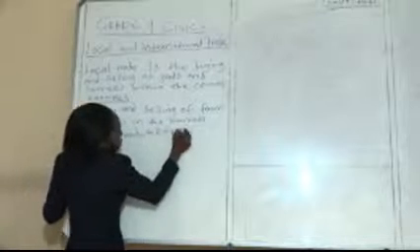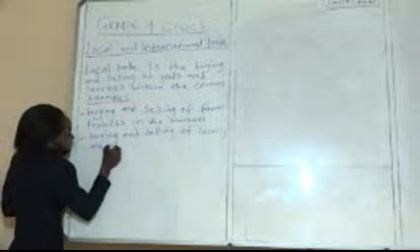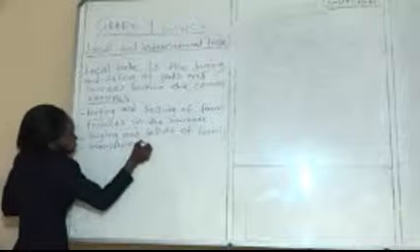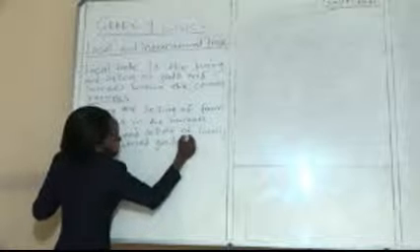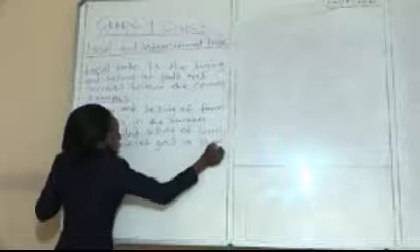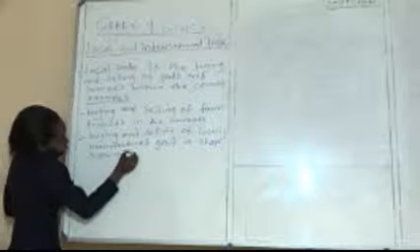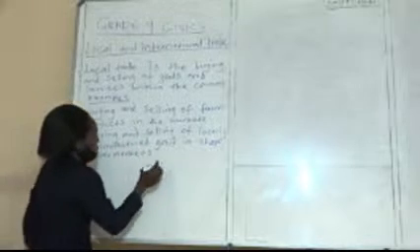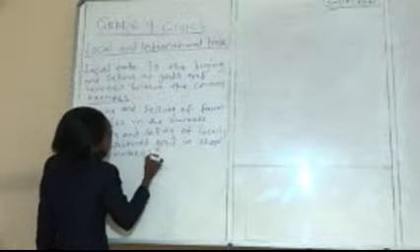So we are saying buying and selling of locally manufactured goods, for example, in shops, supermarkets, so you have shops, supermarkets, and malls.